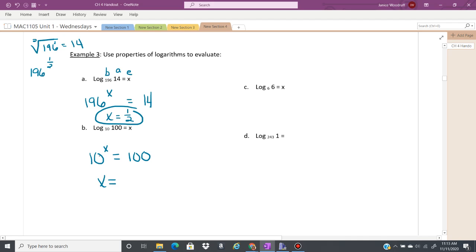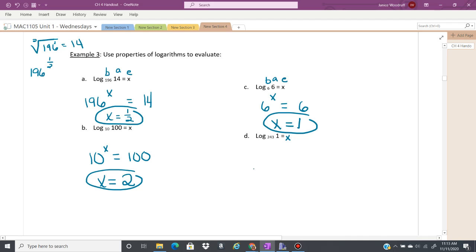Hope we know our powers of 10 here. 10 to the second power, thank you, is 100. Okay, then for C, you have log base 6. Your answer is 6. Your exponent is x. 6 to what power is 6? 1, good.